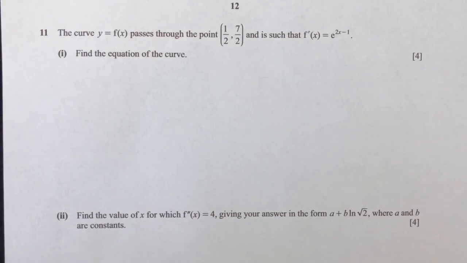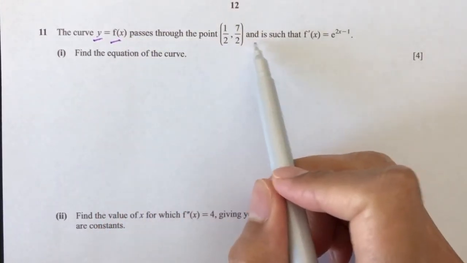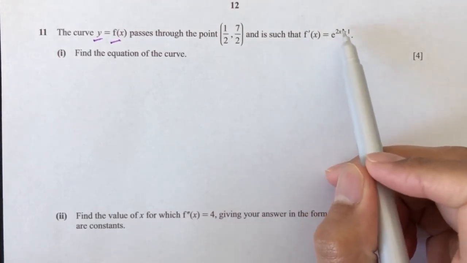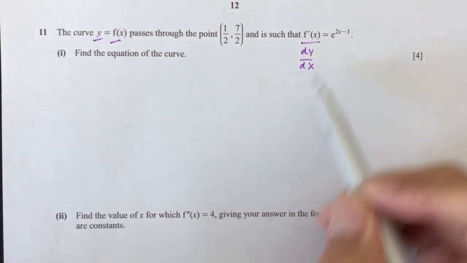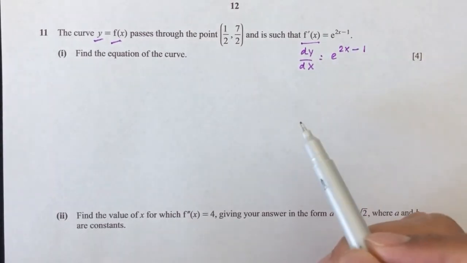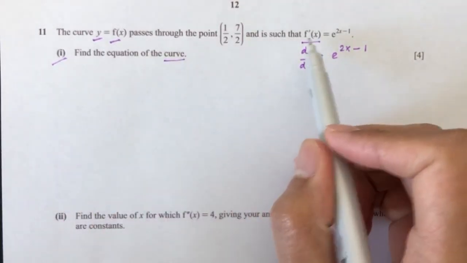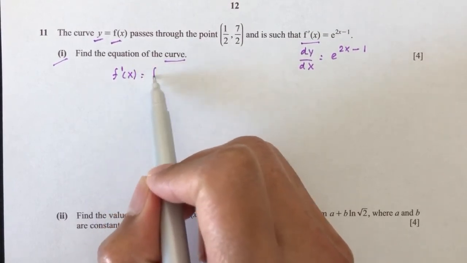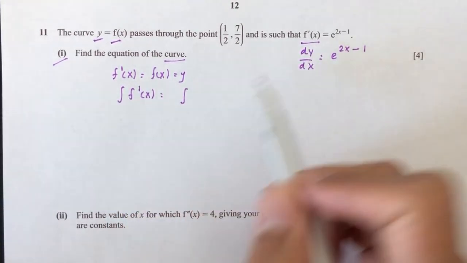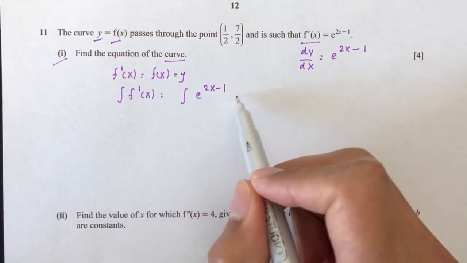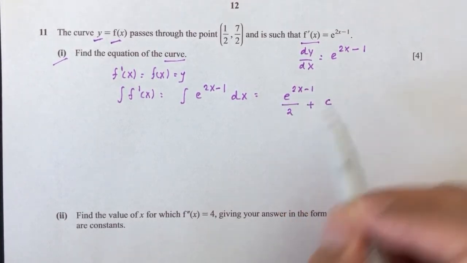Moving on to question number 11. The curve y equal to f of x passes through this point, such that f prime of x equals e to the power 2x minus 1. So this is dy by dx equal to this. Part 1 is to find the equation of the curve. So we have to do this by integration. To convert this to y, we have to integrate e to the power 2x minus 1 with respect to dx, that will be e to the 2x minus 1 divided by 2 plus c.